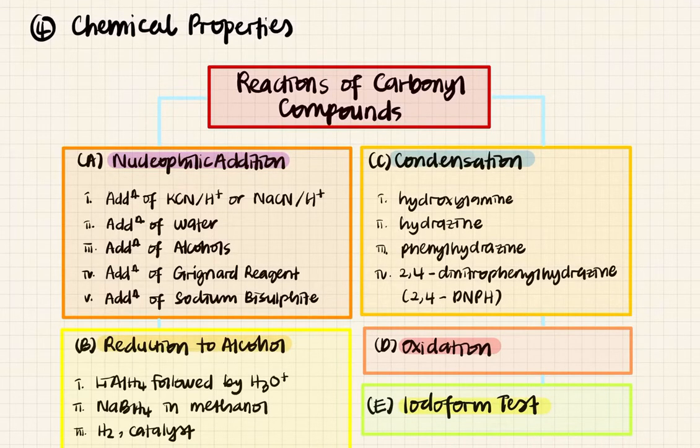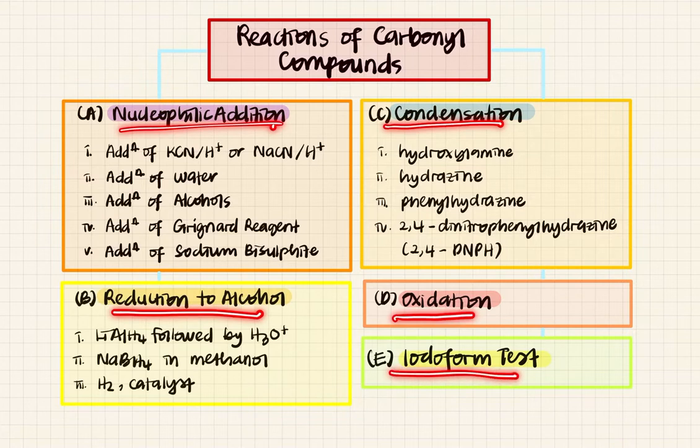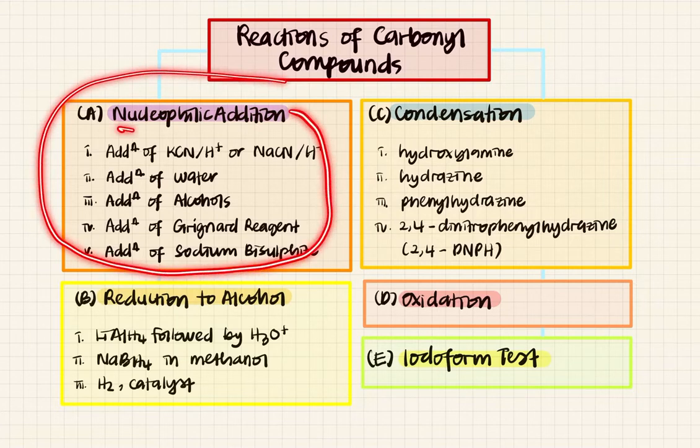Alright, so now we're going to look at the chemical properties of carbonyl compounds. As you can see here, carbonyl compounds can undergo nucleophilic addition, reduction to alcohol, condensation, oxidation, and iodoform tests. Oxidation ni pun actually ada a few tests called Tollens, Schiff's, and I don't remember one more. Okay, Fehling's. So ada 3 test kat sini. So we're going to look at the first type of reaction, which is nucleophilic addition.